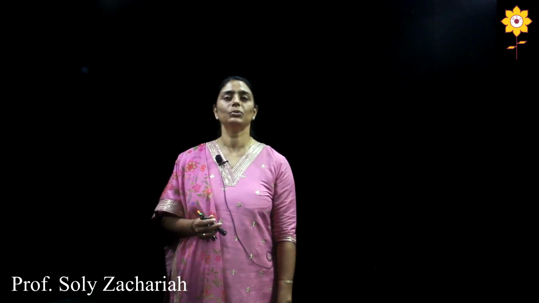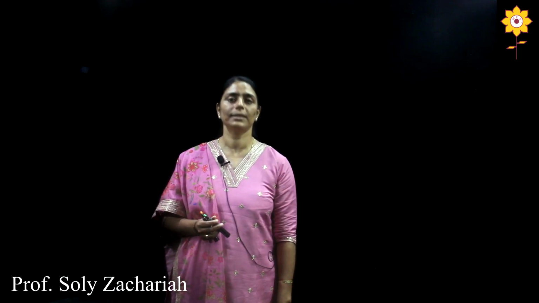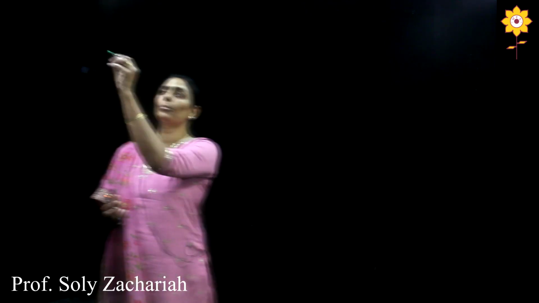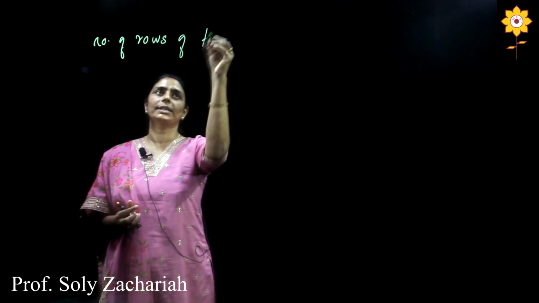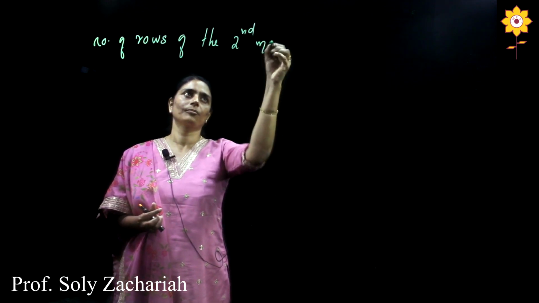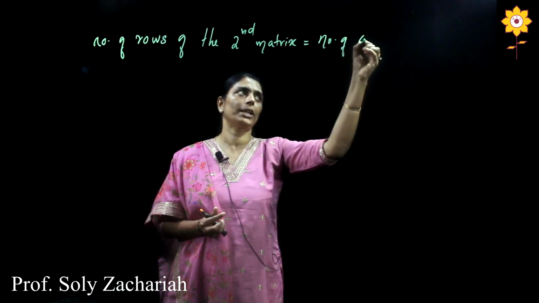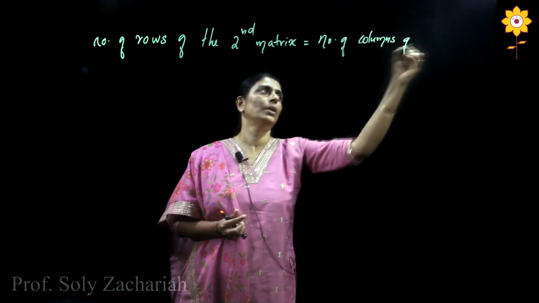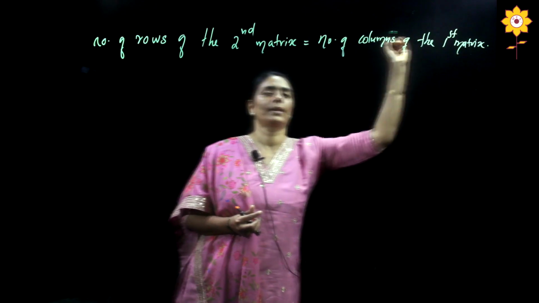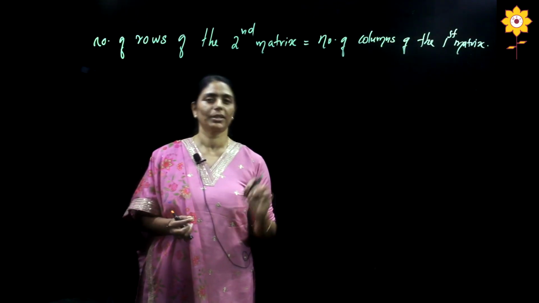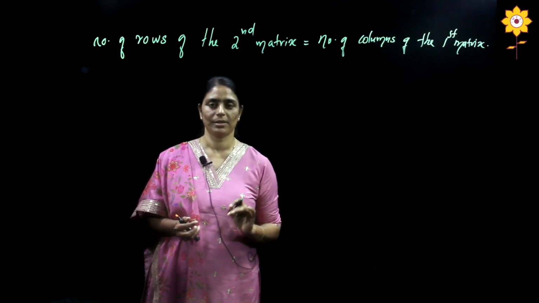Now let us see how to do matrix multiplication. To multiply two matrices, there is a condition. The condition is that the number of rows of the second matrix is equal to the number of columns of the first matrix. If this condition is satisfied, then only matrix multiplication is possible. Otherwise, the matrix multiplication doesn't exist.